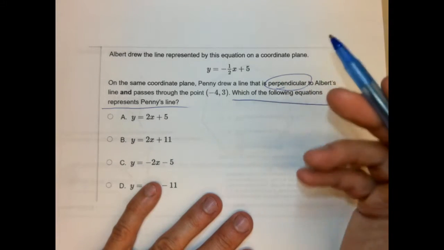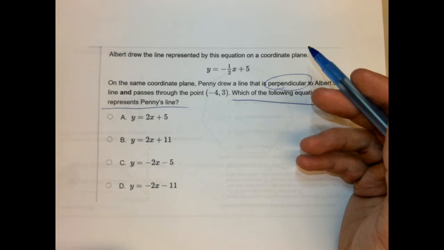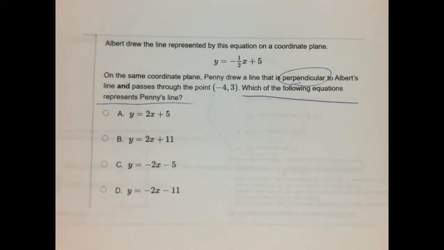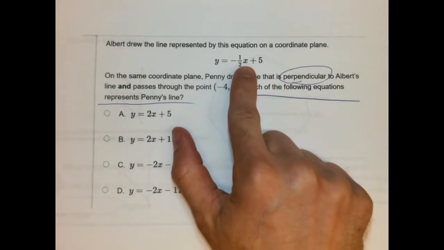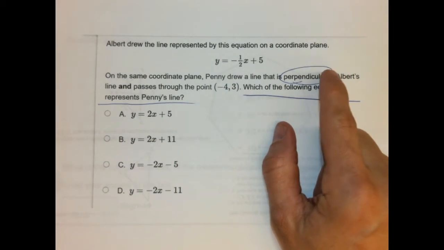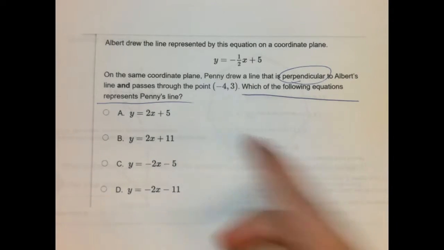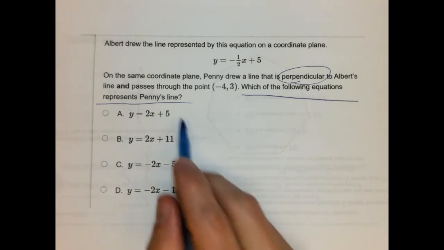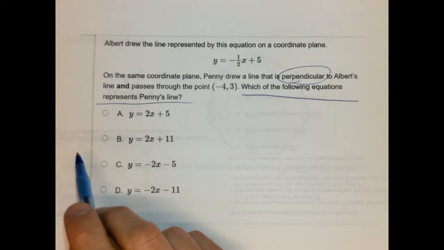So there's a few different ways we can solve this, all right? There's a few things that we need to know about. One second. All right, so we have a few pieces of information here. We know that this is Albert's line. We know it's perpendicular to Penny's line. We're looking for Penny's line. It goes through this point. So there's a few things we can do here. We know we're going to end up with one of these four equations, right?